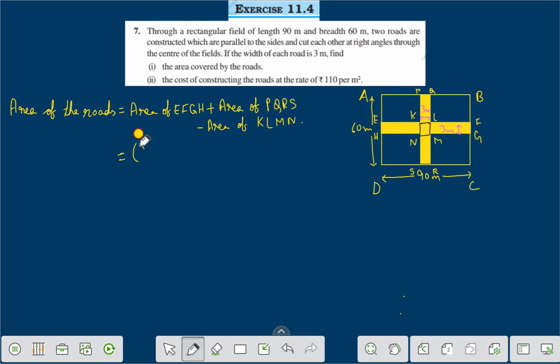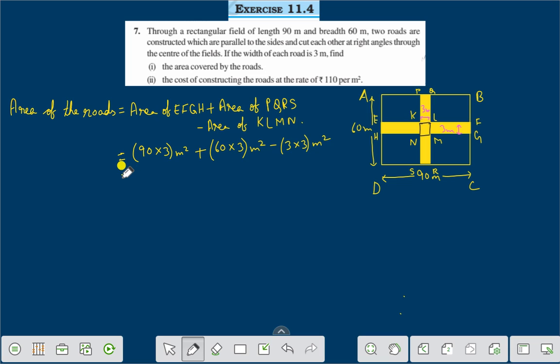That means you are getting 90 into 3, and the unit will be meter square, plus area of PQRS. What is the length? This length is 60 meter, and this breadth is 3 meter. That is 60 into 3, also in meter square. Minus KLMN. Here you see, this is 3 meter, this is 3 meter. That means 3 into 3, and it will be meter square.